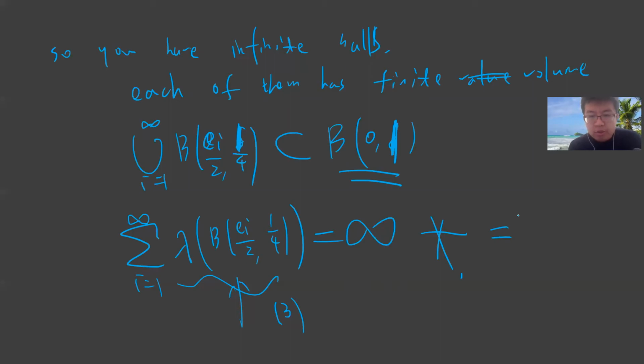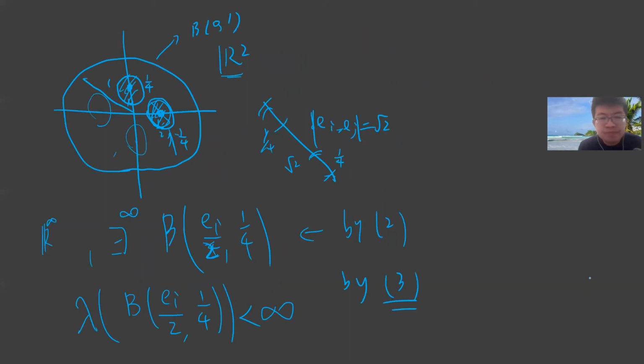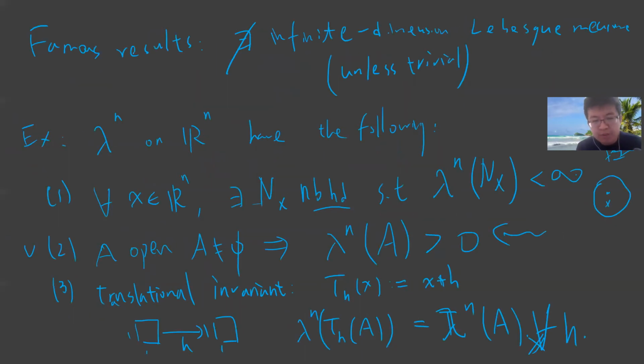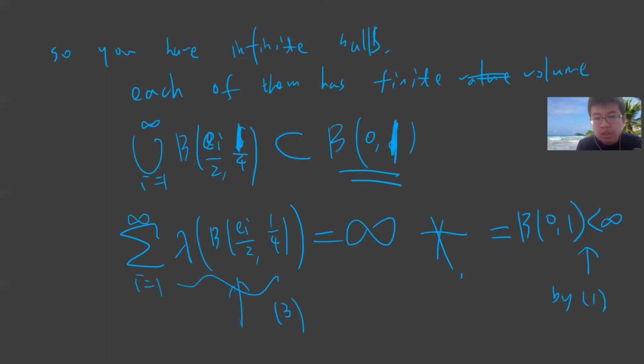So this equals infinity, but by my assumption, by the first property, this is finite. So we prove that if the measure exists, then everything must become zero. But if everything becomes zero, then it violates the second property. So this is the simple reason why the Lebesgue measure cannot exist in infinite dimensional space.